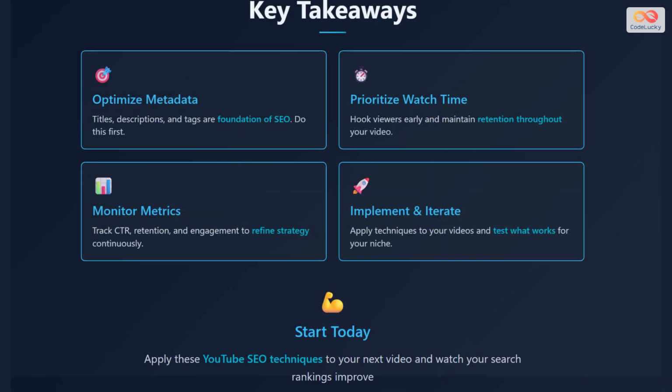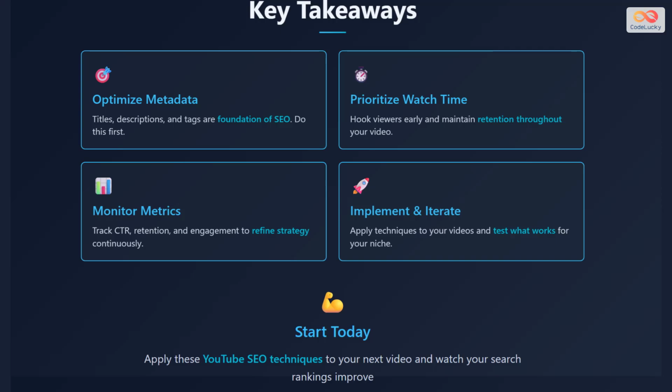Here are your key takeaways. First, optimize your metadata. Titles, descriptions, and tags are the foundation of YouTube SEO and should be your first priority. Second, prioritize watch time. Hook viewers early and maintain retention throughout your entire video. Third, monitor your metrics. Track click-through rate, retention, and engagement numbers to continuously refine your strategy.